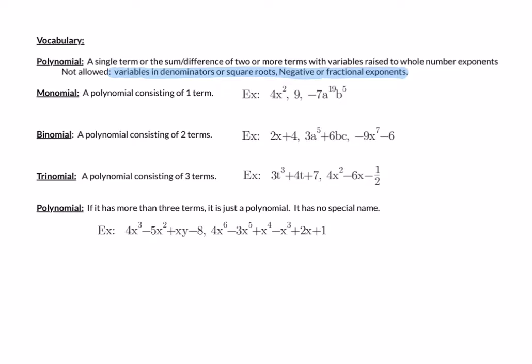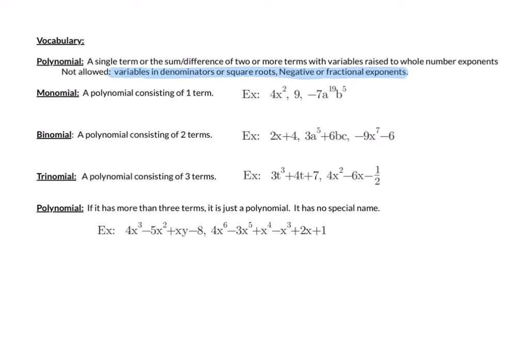All right, the second one that we have is a binomial. This is a polynomial that consists of two terms. So for instance, 2x plus 4 is a binomial. 3a to the 5th plus 6bc is a binomial. And negative 9x to the 7th minus 6 is a binomial.